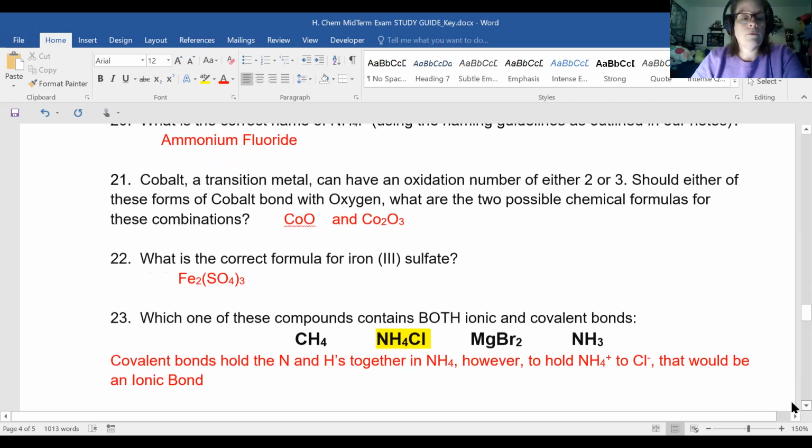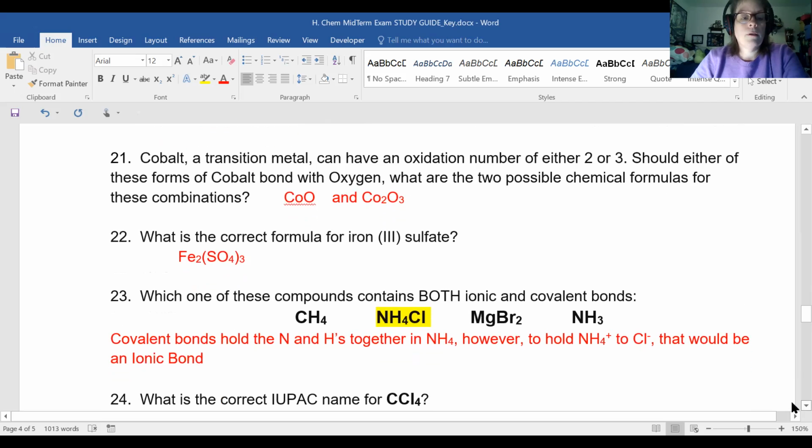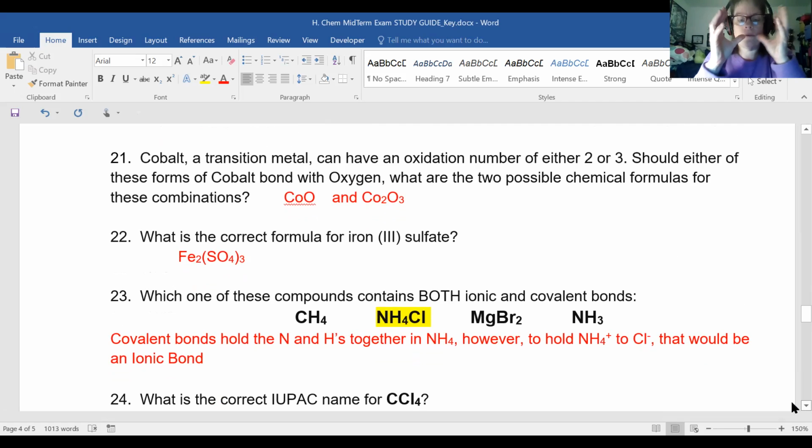All right, 21. It says cobalt is a transition metal, and it can have an oxidation number of either 2 or 3. Remember, your transition metals are those ones in the middle of the periodic table that are a little tricky because they have several different states; the number of electrons they give off can vary. In this case, cobalt can give away 2 or 3 electrons. So should either of these forms of cobalt bond with oxygen, what are 2 possible chemical formulas?